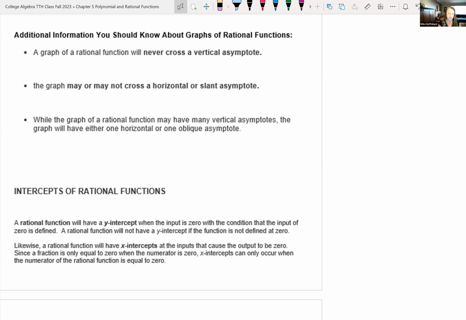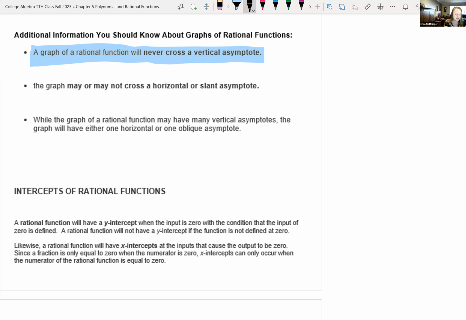So just a couple additional things that you should know when you're graphing these rational functions. So we just talked about how we're going to find our vertical asymptote, how to find a horizontal asymptote if it exists, or oblique asymptote. One of those is going to exist. But while we're graphing these, you should note that a graph of a rational function will never cross a vertical asymptote. Vertical asymptotes occur at values which are not in our domain. And so we can never have that output of the vertical asymptote for our rational function.